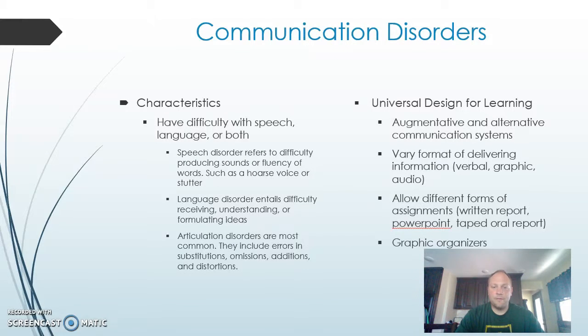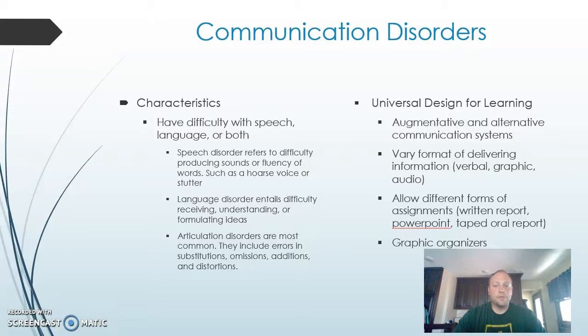Next will be communication disorders. Characteristics here are they have difficulty with speech, language, or both. Speech disorders refer to difficulty producing sounds or fluency of words, such as a hoarse voice or stutter. Language disorders entail difficulty receiving, understanding, or formulating ideas. Articulation disorders are most common. They include errors in substitution, omissions, additions, and distortions. Speech disorders, those students have trouble with the actual speech, self-explanatory. Language disorders, they have trouble translating the ideas they're trying to say into the actual speech. They can talk fine, it just doesn't come out right.